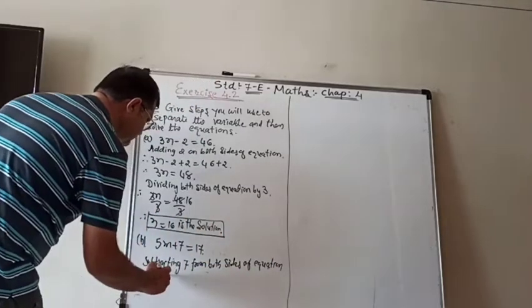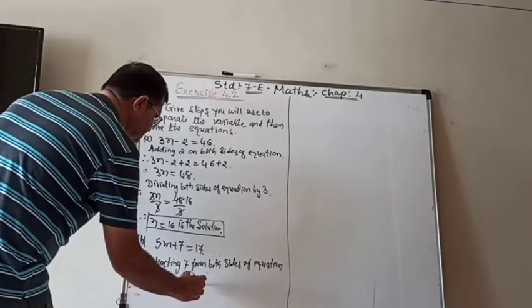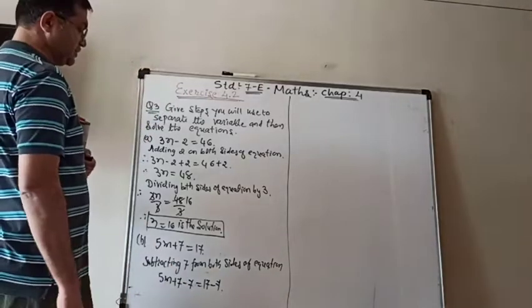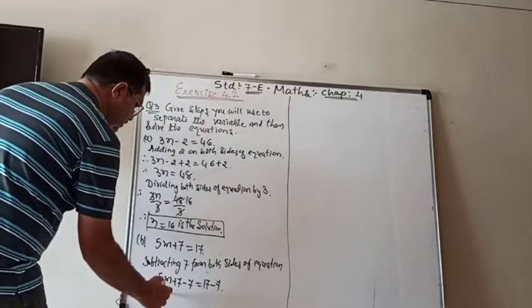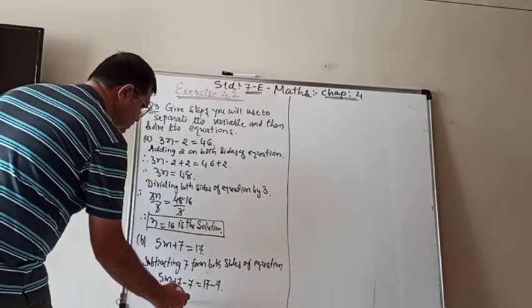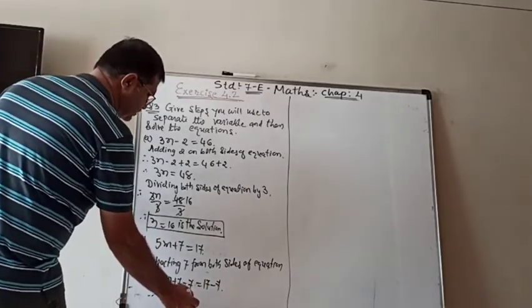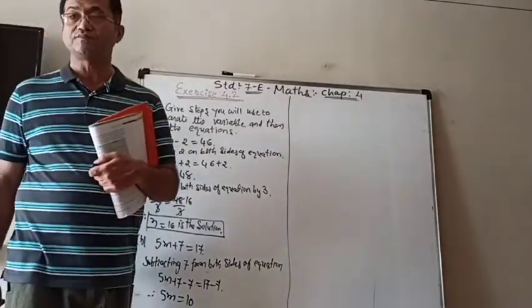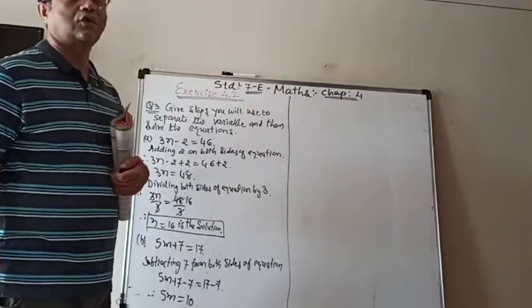So 5m plus 7 minus 7 is equal to 17 minus 7. So 7 and 7 are gone here, so 5m is equal to 17 minus 7, which is 10. Now you can see that m is multiplied with 5. So we have to divide by 5 on both sides.